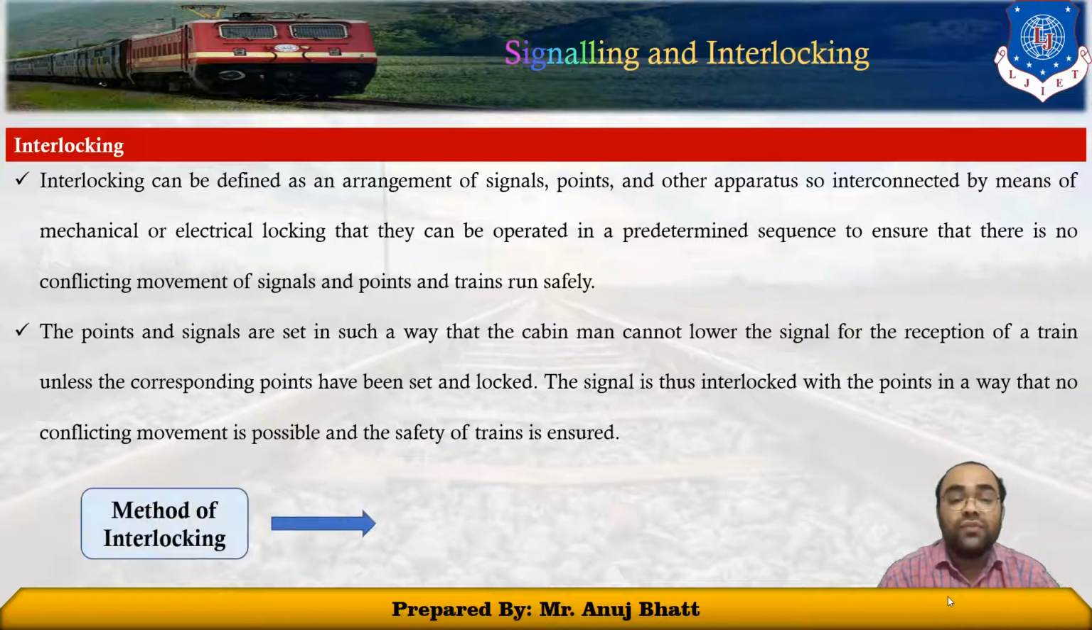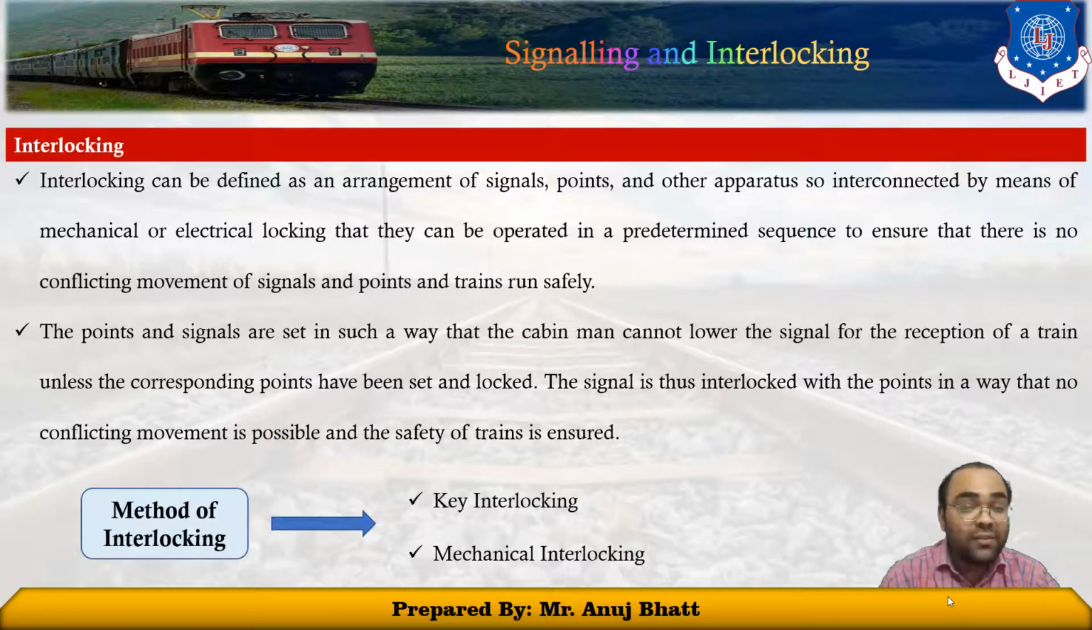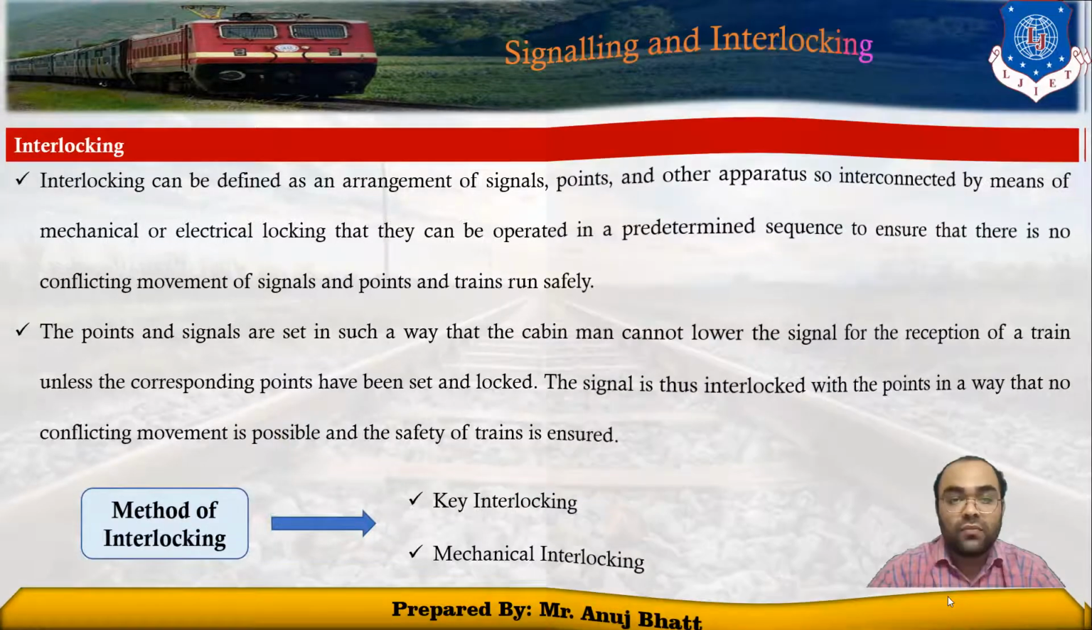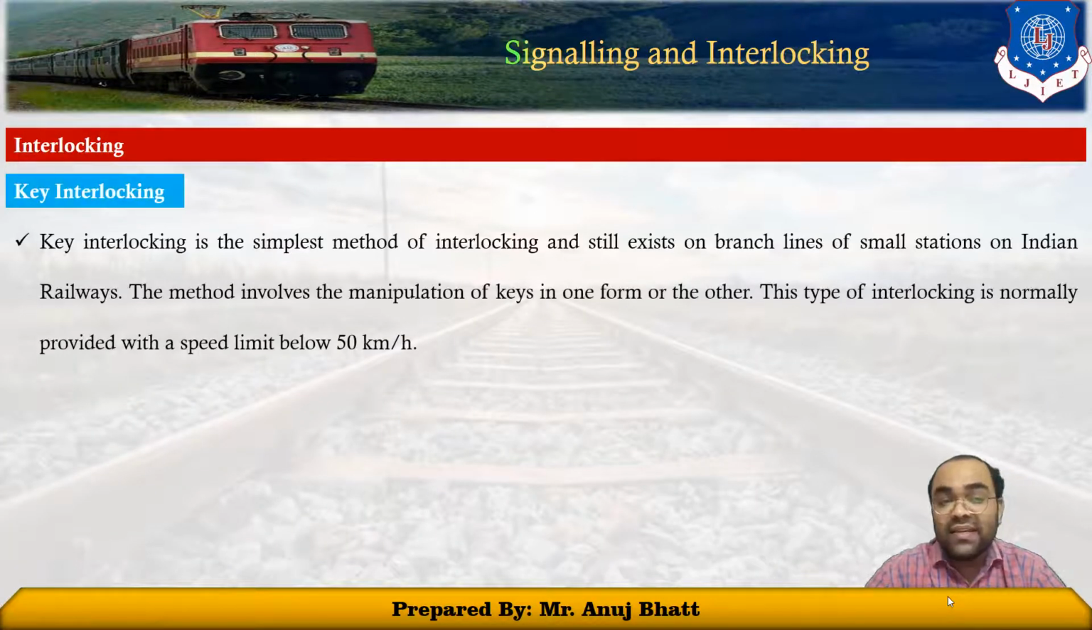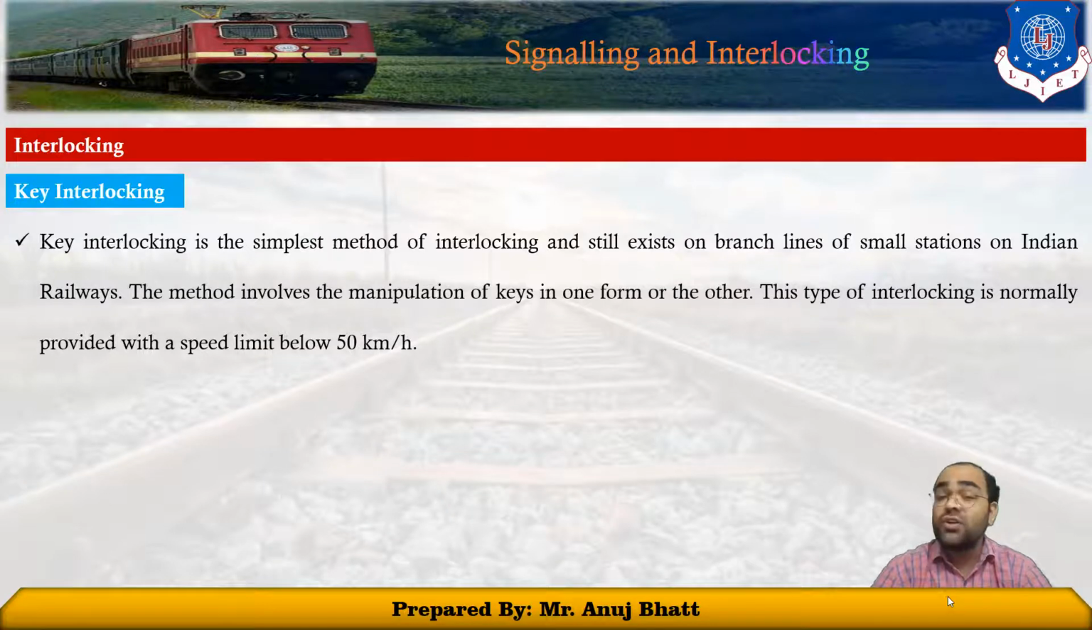We have two different methods of interlocking: key interlocking and mechanical interlocking. Now let's see what is key interlocking. It is the simplest method of interlocking and this still exists on the branch lines of small stations on Indian Railways. This method involves the manipulation of keys in one form or another. This type of interlocking is normally provided with a speed limit below 50 km/h.